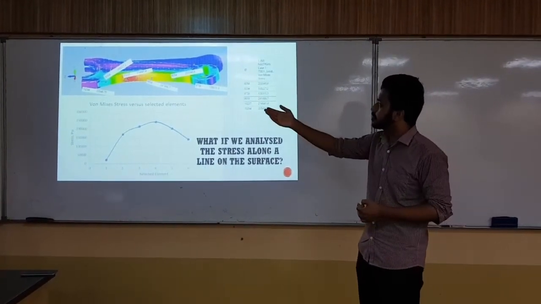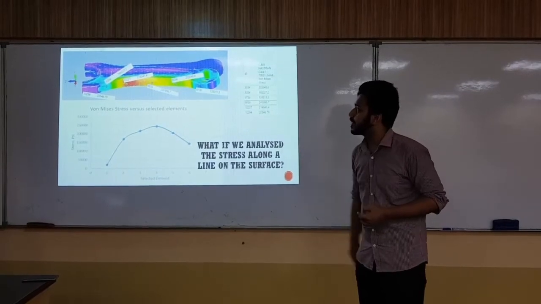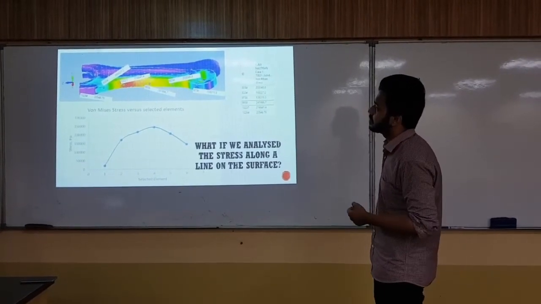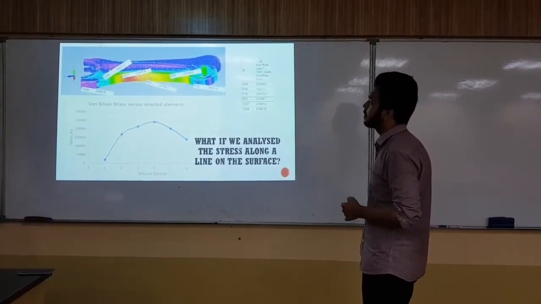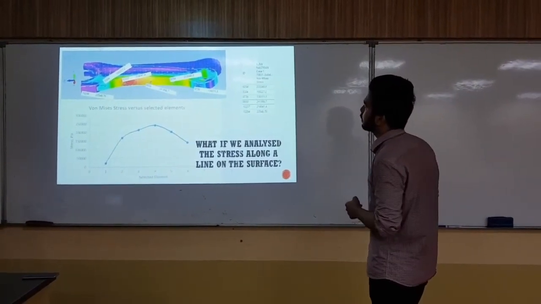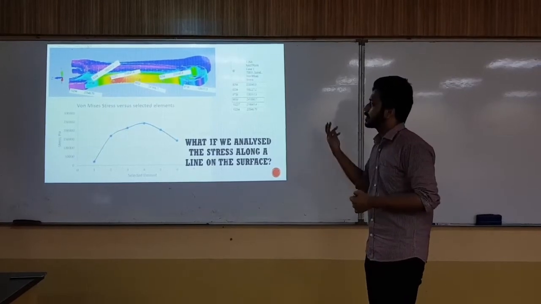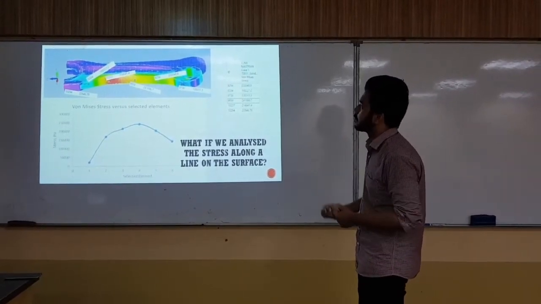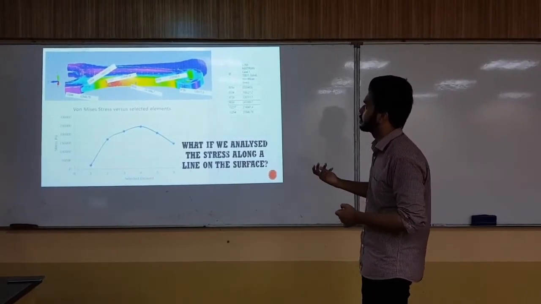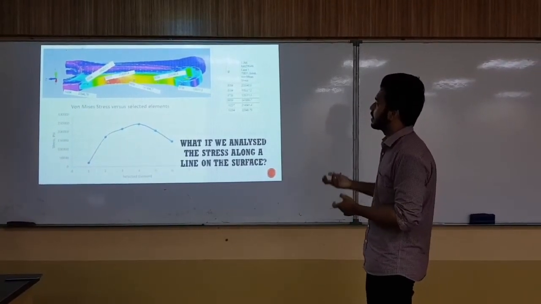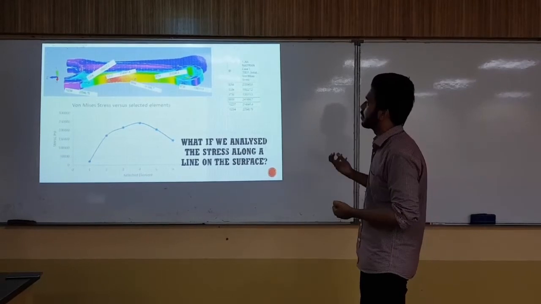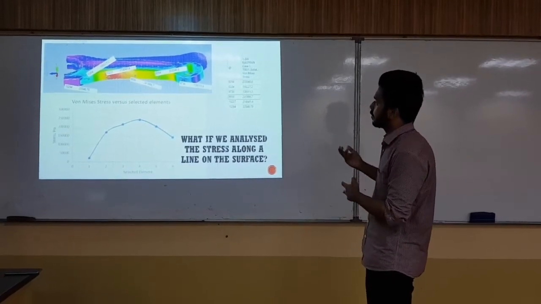So you can see that starting from the left, we have element ID 10,294. It has a von Mises stress of 20,546 psi. Moving on, we can see the von Mises stress is rising. From 20,000 it goes to 168,000, then comes to 214,000, and then it rises to the maximum, which is 241,000, and then it starts falling again.